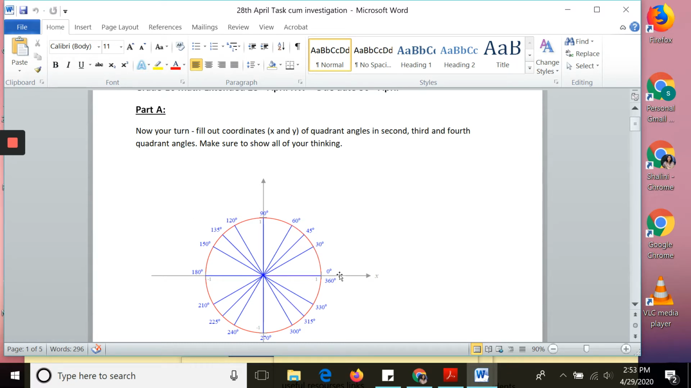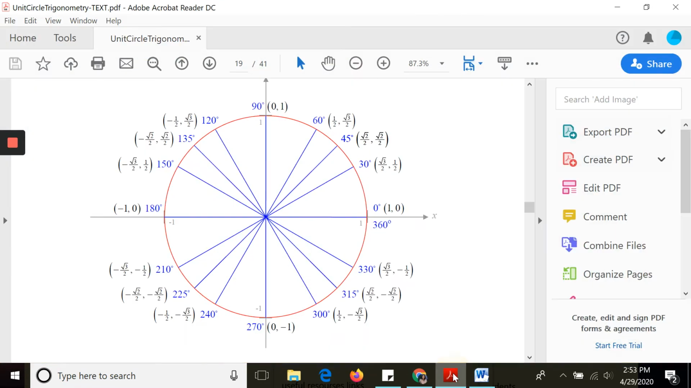So I'm going to show you the values, and hopefully you got the same values. I haven't checked your homework at this point because the date of submission is tomorrow. So let me show you. Here, if you look at 60 degree, 1 over 2, square root of 3 over 2, and you have exactly the same, only the difference is the x value is negative. So you could have used these values to fill out all the values.